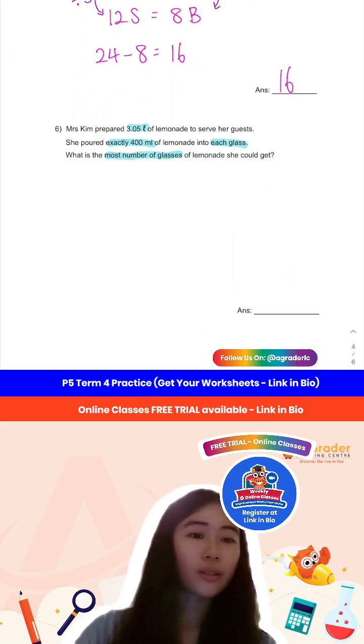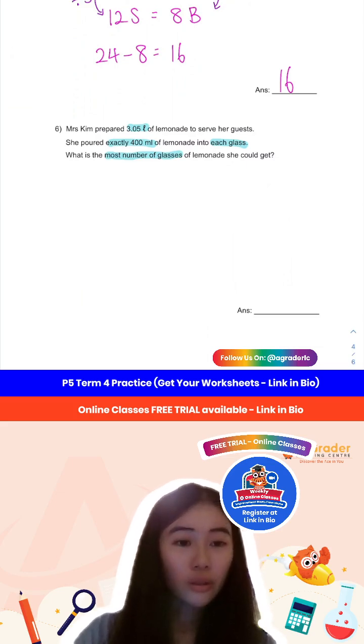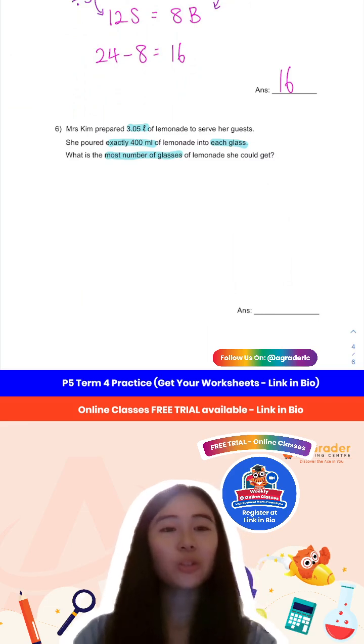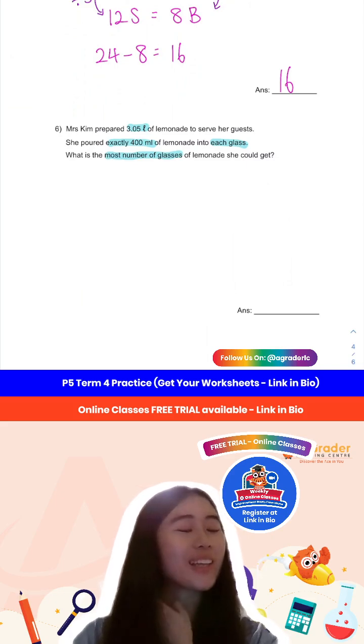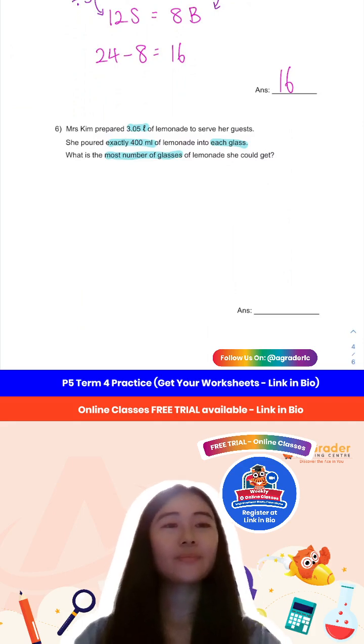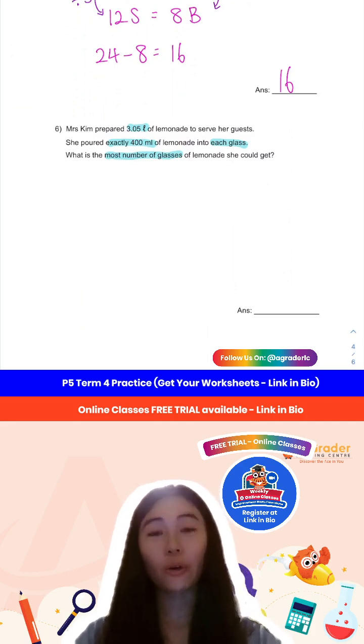Okay, let's see. Alt girl, your working is 400 divided by 3.05. I think you need to try again. Anybody can tell me what's the correct working for this question?